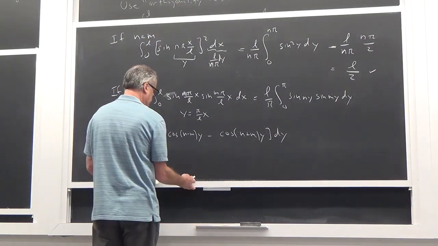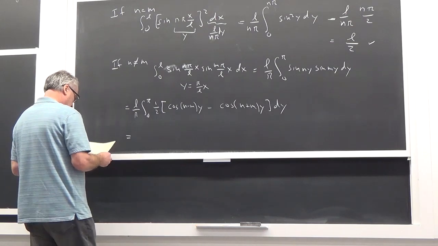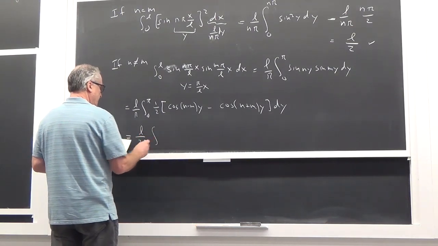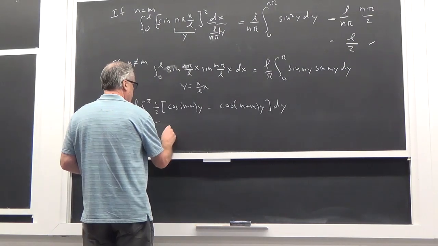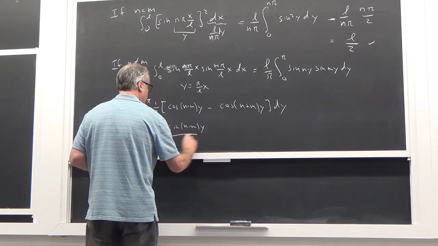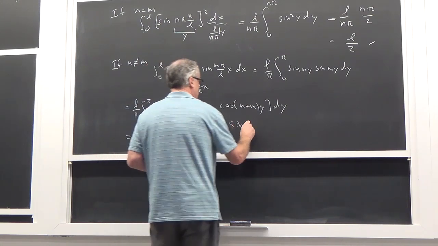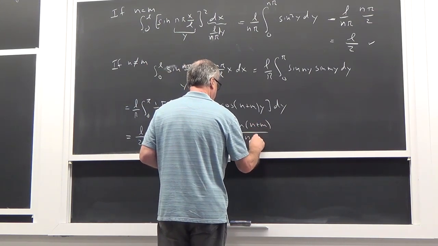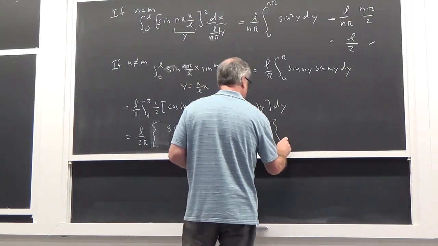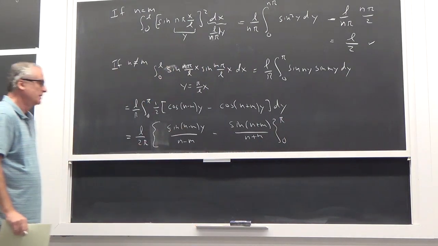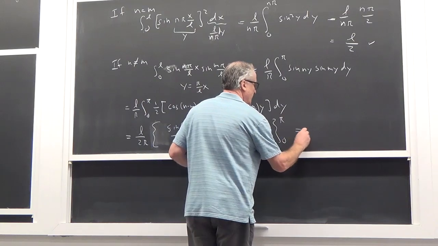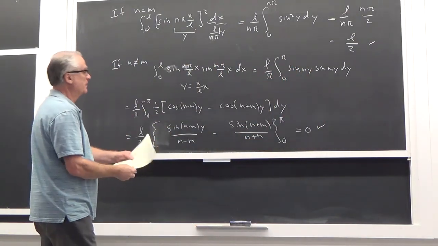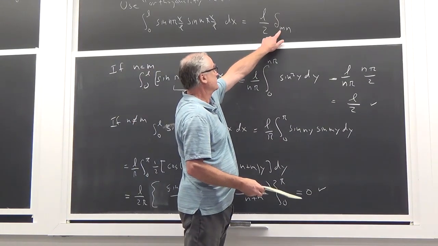So this I can integrate. It's just integrating the cosine, which gives a sine. So L over 2 pi, taking the half out front, and now doing the integral, I get sine (n minus m) y over (n minus m) minus sine (n plus m) y over (n plus m). This is to be evaluated at 0 and pi, but since n is not equal to m, it's going to be sine of 0 and sine of some integer times pi, which is always 0. So this is equal to 0 when m is not equal to n, which is what we claimed it should be.